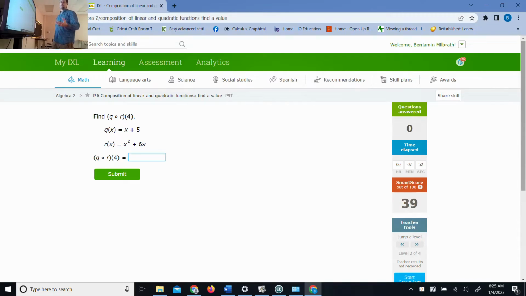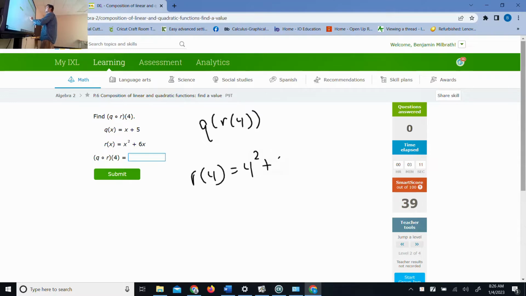This is Q composed of R composed of 4. Again, I like writing things like this, probably because it's how I was taught, but it also seems more natural to me. Work your way outside. R of 4 is 4 squared plus 6 times 4, which ought to be 40 if my brain is working right this morning. 4 squared, 16, plus 24, that's 40.